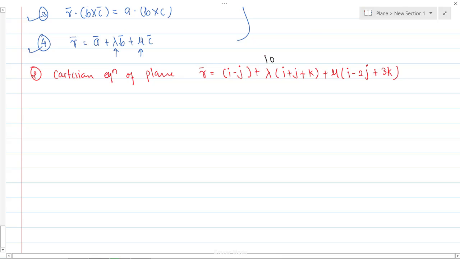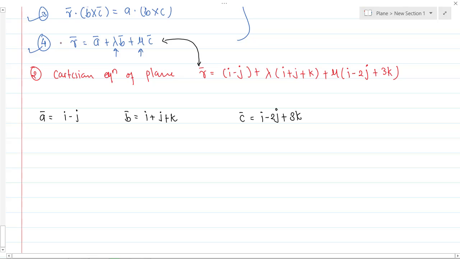Okay, perfect. So we are considering the general case, which is lambda and mu. Now if I compare the given equation, which is the parametric equation of the plane, with this equation, what will I get? A bar is i minus j, B bar is i plus j plus k, and C bar is i minus 2j plus 3k. This is what we get when I compare the given equation with the standard equation.